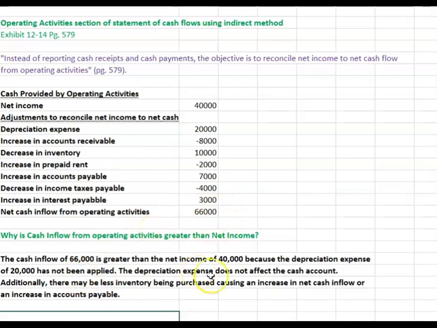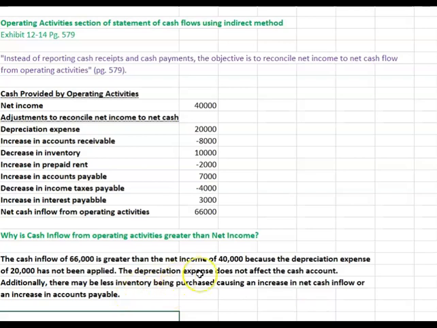So depreciation expense doesn't affect the cash account. Additionally, there's less inventory being purchased. That could be another reason for it. Or there could be an increase in net cash inflow from an increase in accounts payable, meaning that the company's paying the creditors back slower.